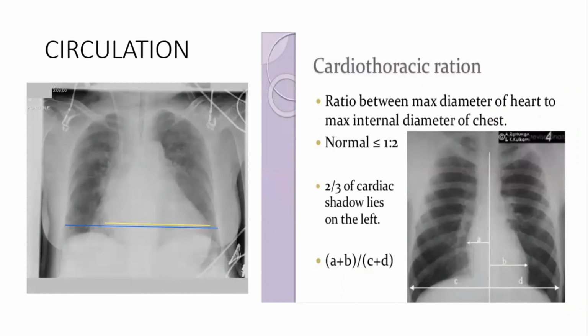Next, circulation. Cardiothoracic ratio: the ratio between the maximum diameter of the heart and the maximum internal diameter of the chest. Normal is less than half. Two-thirds of the cardiac shadow lies on the left side of the chest. So if you see this cardiac shadow is less than half or half, it is normal. If it is more like this, then it is cardiac enlargement.